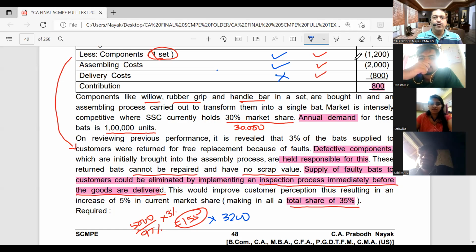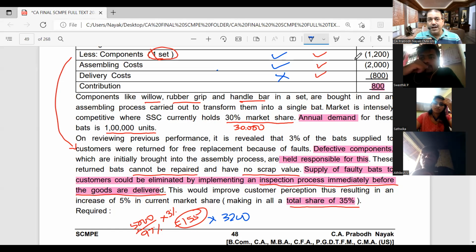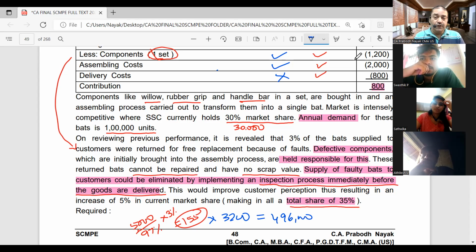So the additional contribution earned on those 5,000 bags at the rate of 800 per bag is 40 lakhs, minus 155 into 3,200. This comes to 4,96,000. This is the cost of defective bags. The net figure is my profit. Okay, so let us do this.